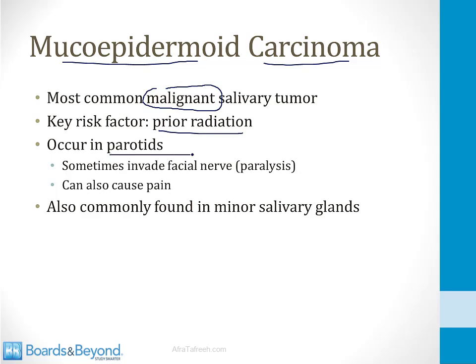It occurs in the parotids, although it's also commonly found in some of the minor salivary glands. And when it occurs in the parotids, because it's invasive, it sometimes invades the facial nerve, and that can lead to weakness or paralysis on one side of the face. In addition, because it's invasive, it can also cause pain.